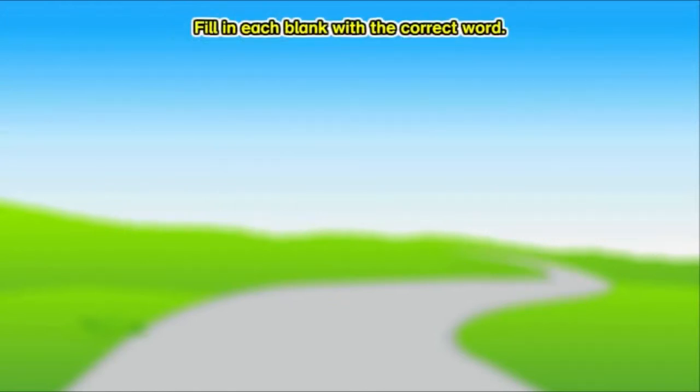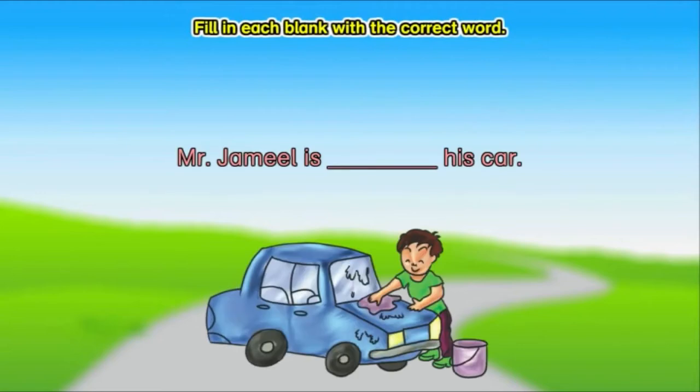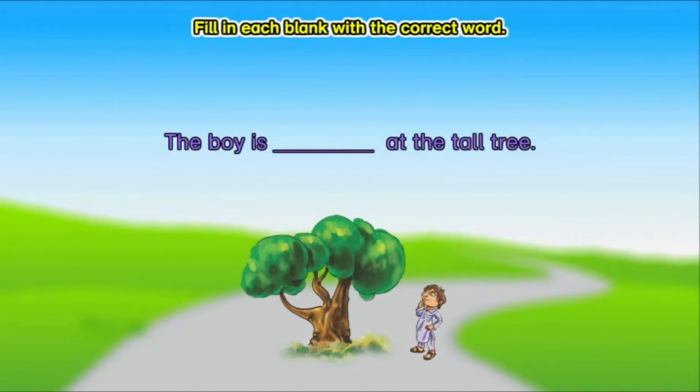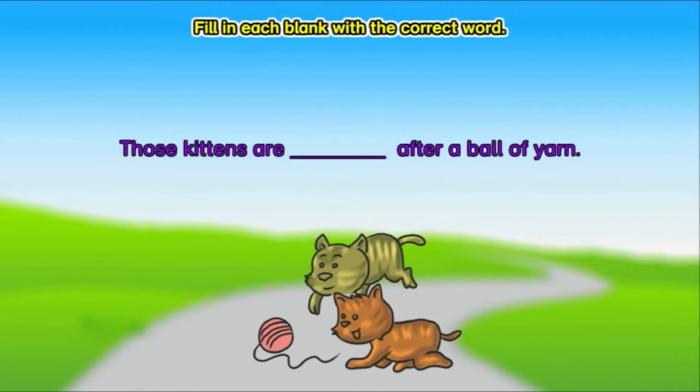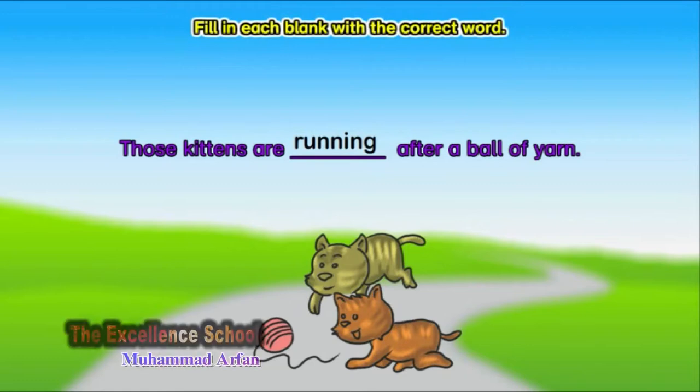Fill each blank with the correct word. Mr. Jamil is washing his car. The boy is looking at the tall tree. Those kittens are running after a ball of yarn.